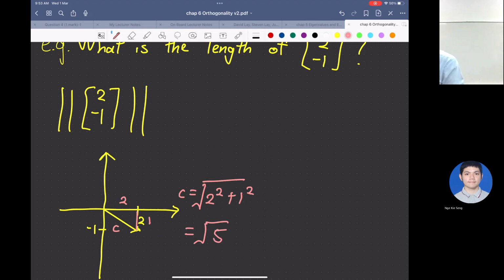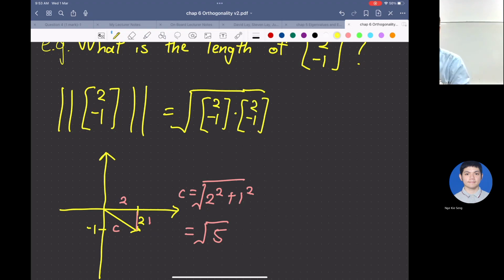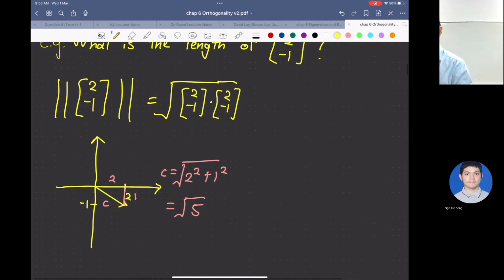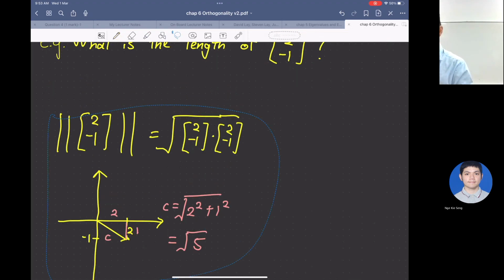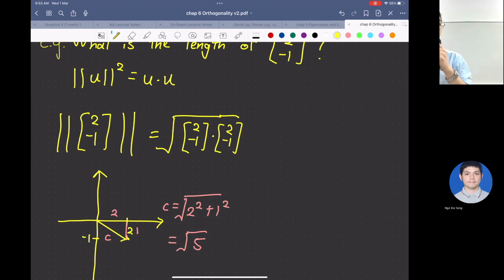But just now we learned how to compute this norm here. So this norm is the square root of the inner product of the vector with itself. Remember this. So let me write down the formula first. Just now we have that the norm of u is equal to the square root of u dot u. I just put this square to the other side.